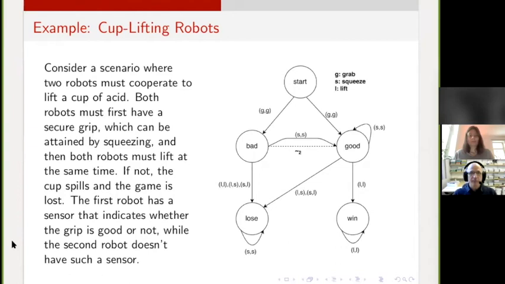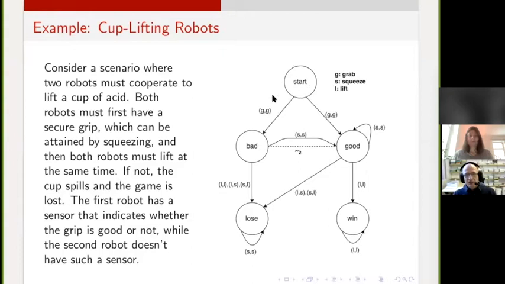So this situation can be modeled with this very simple game. This is the game graph with just four nodes, or locations, as we will call them. The start location, then these two locations, bad or good, corresponding to the robots having a bad grip or a good grip, and then depending on whether they have successfully lifted or not. For example, if the grip is bad and they try to lift, then the cup will spill and the game, so to say, is lost.